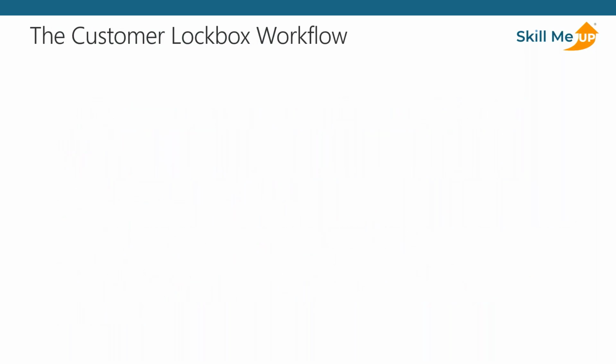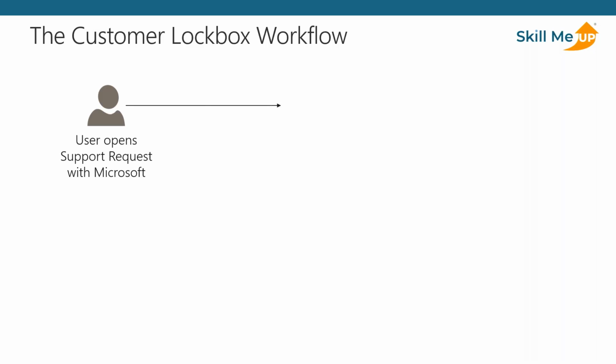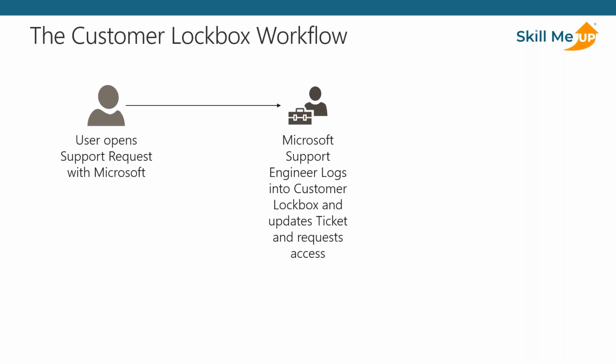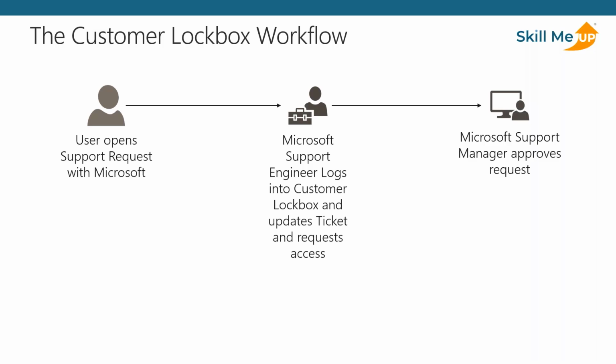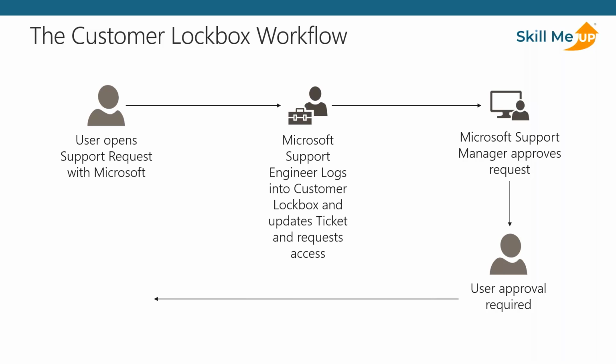So how does this work as part of a workflow? Someone at the organization has an issue, let's say with Office 365. After they've tried to troubleshoot it, they open a support ticket with Microsoft. The Microsoft support engineer logs into the customer lockbox, updates the ticket, and then requests access. Then the Microsoft support manager approves the request. Then it comes to the user approval, which is required because it's been through the Microsoft approval, and then approved and access granted for the Microsoft engineer.